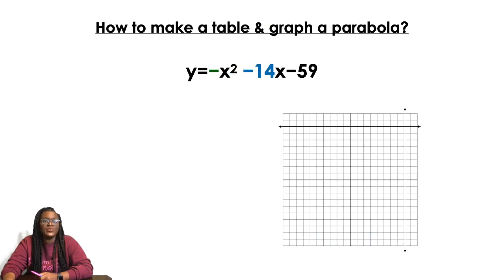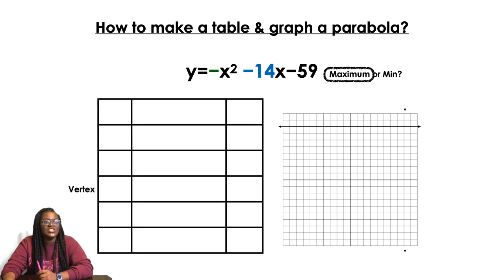Now we're going to see how to make a table and graph a parabola. It's the same four examples that we just did, and now I'm just going to finish by making the tables. First, you should know whether it's a maximum or minimum based on whether the A value is positive or negative. This problem has a negative in front of the x squared, which means A is negative, and when A is negative, you have a maximum.